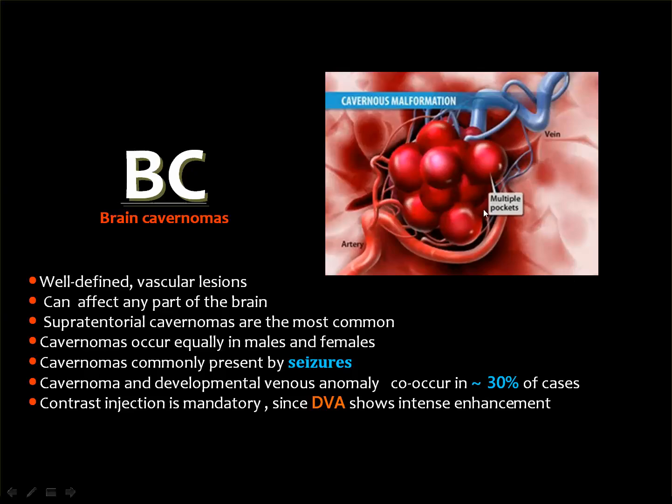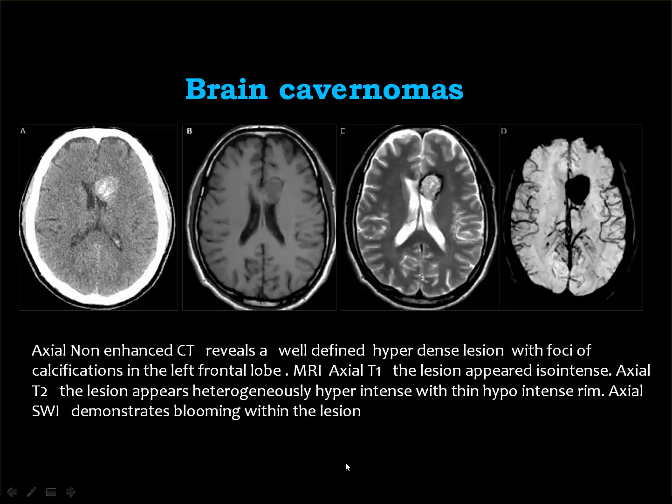But you can see it by CT and you can see it by MRI with the classic appearance of this pathology. The most prominent symptom of cavernomas is seizures. Most of the cavernomas present by seizures, except the cavernoma occurring in the brainstem. The brainstem cavernoma presents by brainstem symptoms, but cavernoma in the cerebral hemispheres will present by seizures.